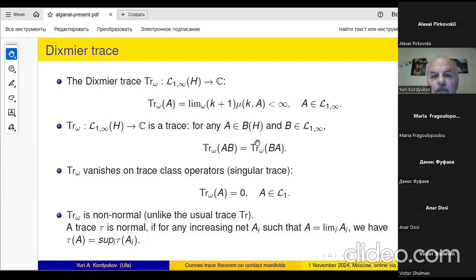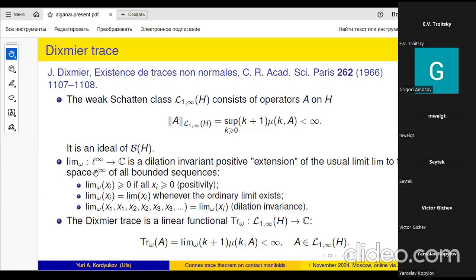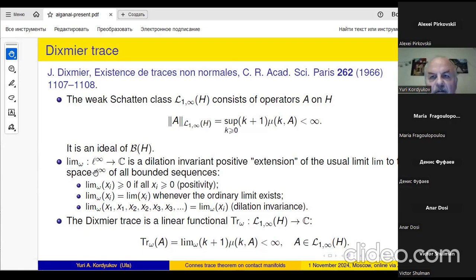I'm sorry, so your omega is a sort of filter on the subset, or an ultrafilter. What does omega mean in your context? Omega is just notation, nothing more, just notation for this functional. Ah, okay, any limit. Yes, it is just a notation for any functional of this kind. Okay, thanks.